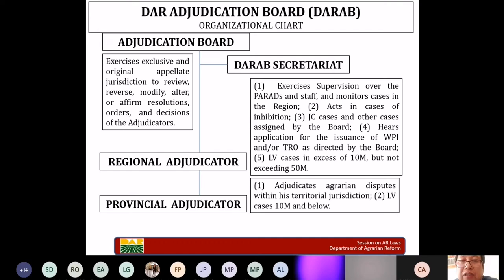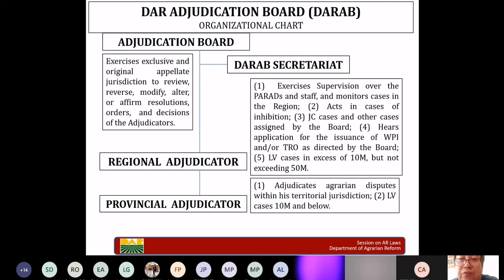Now, we go to the regional adjudicator. The regional adjudicator exercises supervision over the PARADs and staff and monitors cases in the region. The RARAD acts in cases of inhibition and on just compensation cases and other cases to be assigned by the board. Here's the application for the issuance of a writ of preliminary injunction and/or TRO as directed by the board, and land valuation cases in excess of 10 million but not exceeding 50 million. There is an amendment in the 2020 DARAB rules.